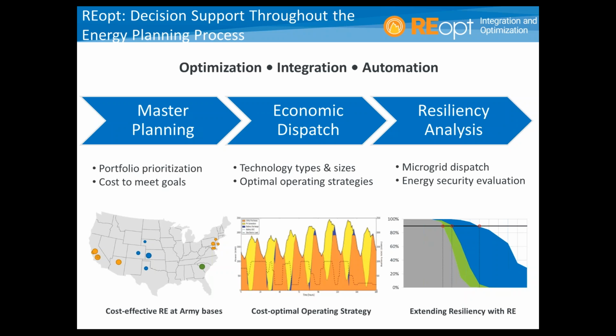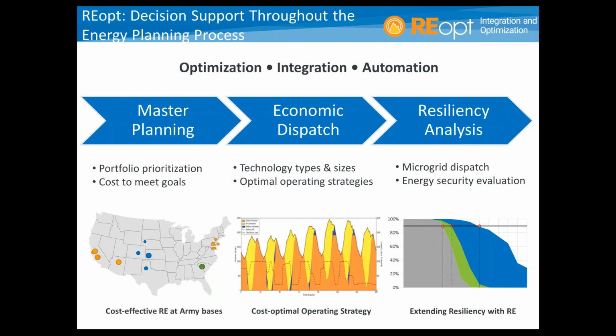So we use optimization to find the most cost-effective mix and size of technologies to meet energy goals. And by using optimization, the user does not have to specify specific sizes of technologies to evaluate. Rather, we use the optimization feature to find the most cost-effective system sizes.